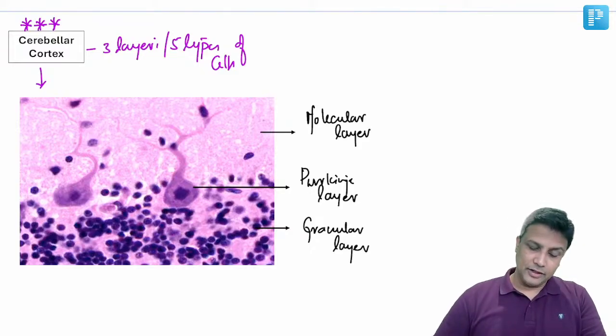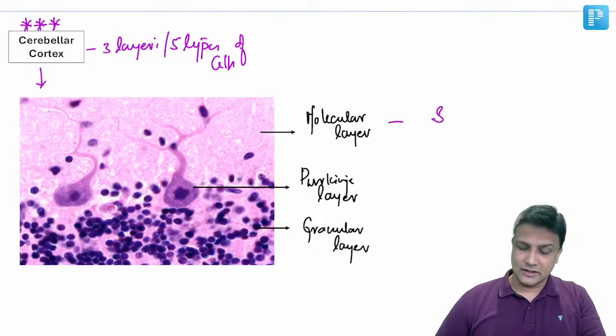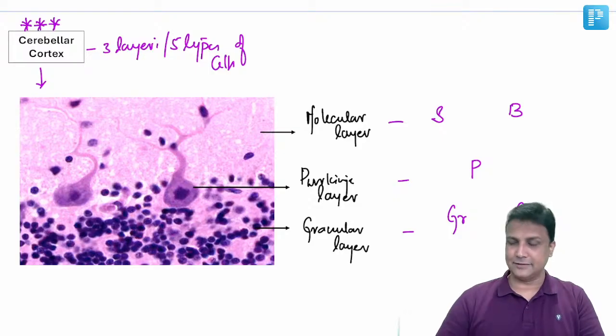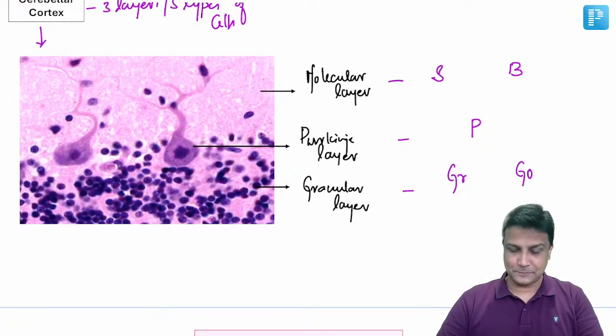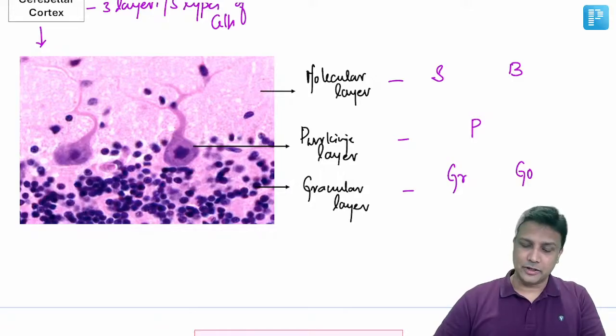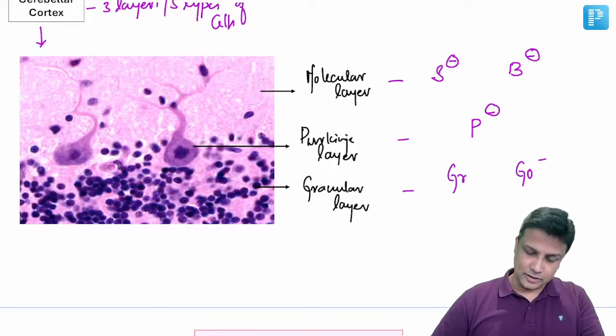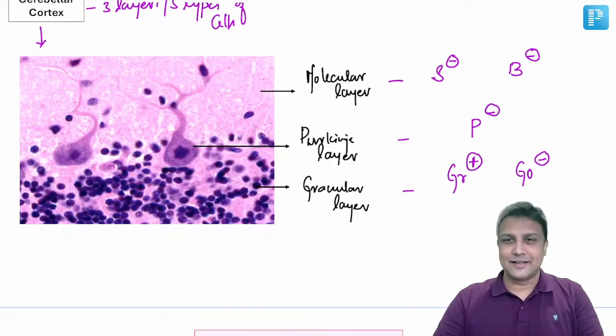Now in the molecular layer, you'll be having the stellate cells and the basket cell. In the Purkinje layer, there will be Purkinje cells, and in the granular layer, you'll be having granular cells as well as the Golgi cell. So we are done with the 3 layers as well as 5 different types of cells. Now the first point to remember here, stellate cells will be inhibitory, basket cells will be inhibitory, Purkinje cells will also be inhibitory, Golgi will also be inhibitory, but granular cells are the one which are excitatory.